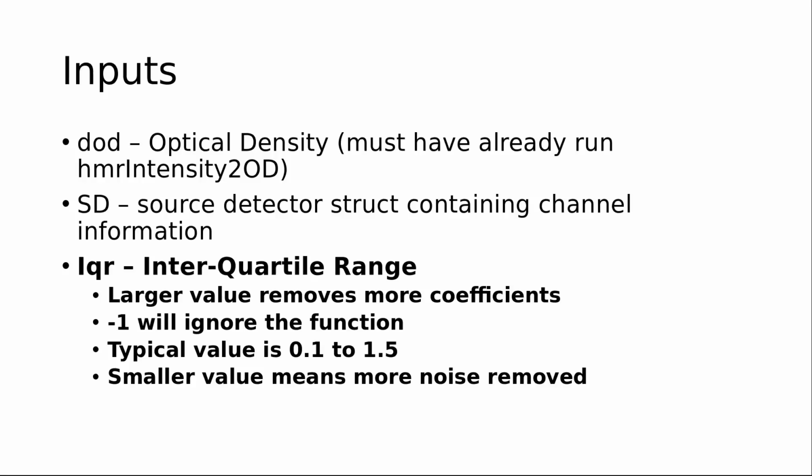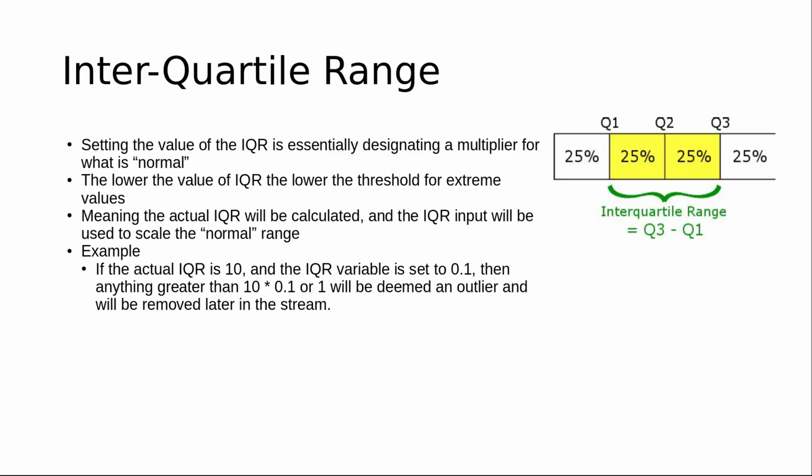And then the variable that you're going to put in is the IQR, or Inter-Quartile Range. And you're not actually stating the actual Inter-Quartile Range of the data. What you're going to do is be inputting a weight to that. Typical values are from 0.1 to 1.5, and the smaller the value is, the more noise will be removed, and I'll explain why that is as we go.